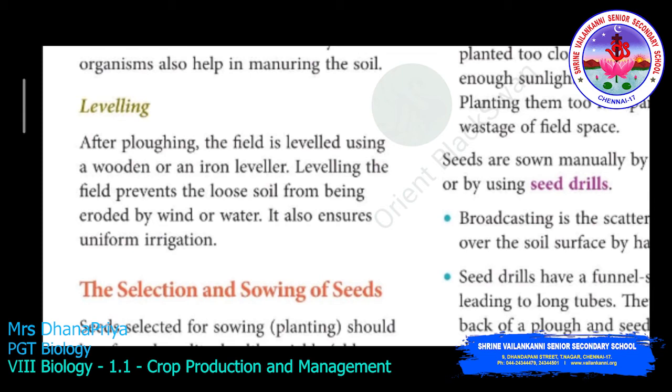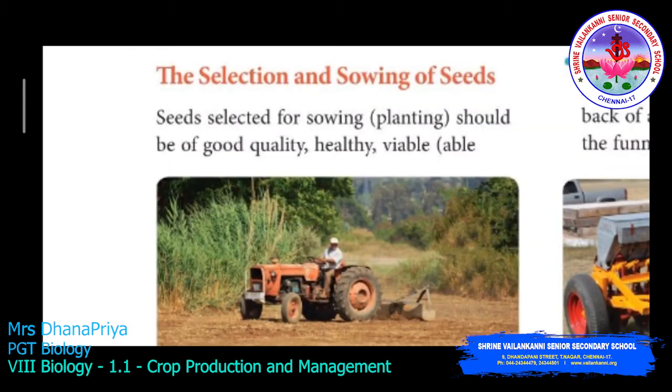Leveling the field prevents the loose soil from being eroded by wind or water. It also ensures uniform irrigation. So for uniform irrigation, we need a method called leveling. Okay, so leveling is like what? Flattening.